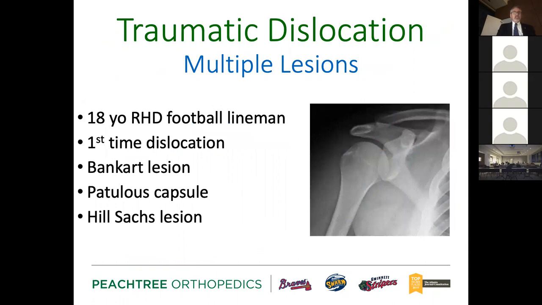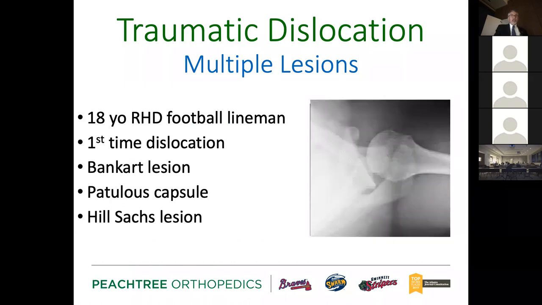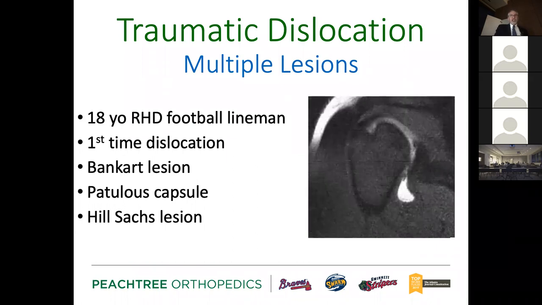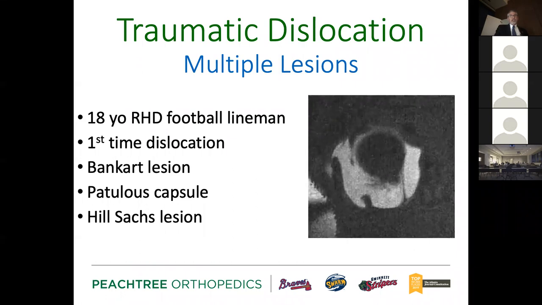So here's a case. This is an 18-year-old football lineman, first time dislocation, which was good. And his uncle works at our surgery center, so they came in my office. He had a Bankart lesion. He had a patulous capsule. He had a small Hill-Sachs lesion. There you see the Hill-Sachs right there. And then a patulous capsule.